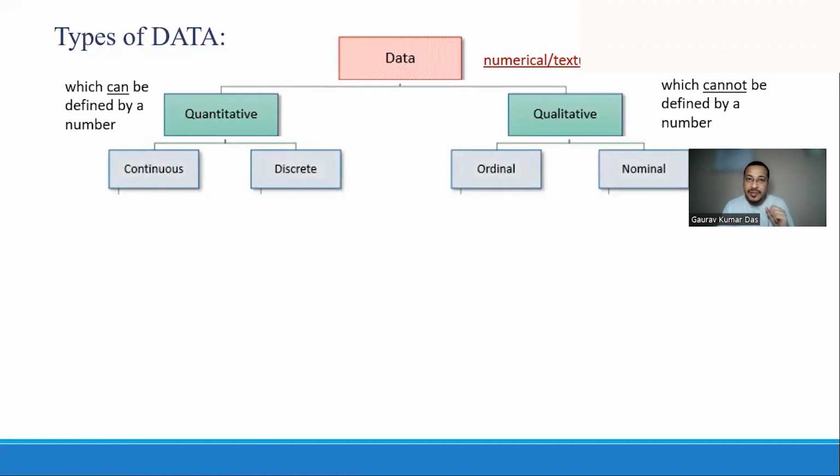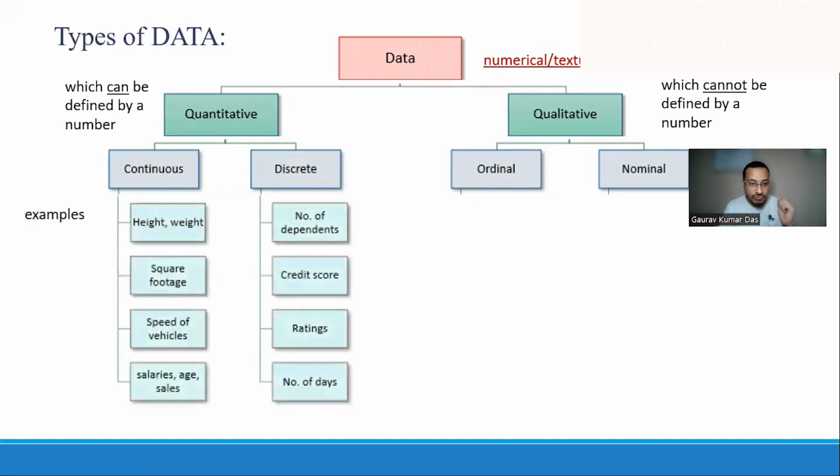So quantitative can typically be segregated into two parts: continuous and discrete. I'll explain all these points using suitable examples, but for now, let us have a look at the chart. Qualitative, on the other hand, can be termed as ordinal and nominal. If you do not remember the names as of now, it's fine. We'll take some examples and then we'll move forward with it.